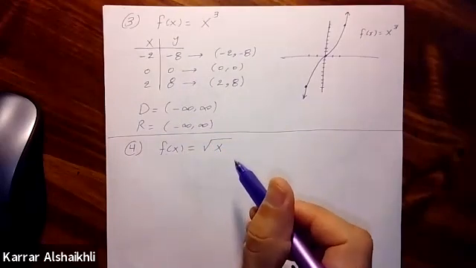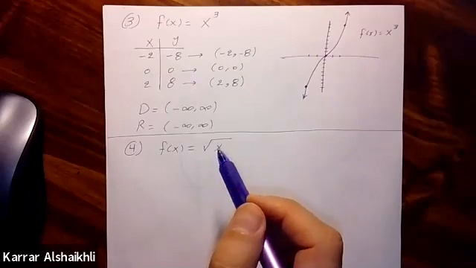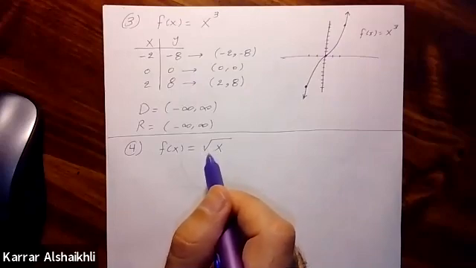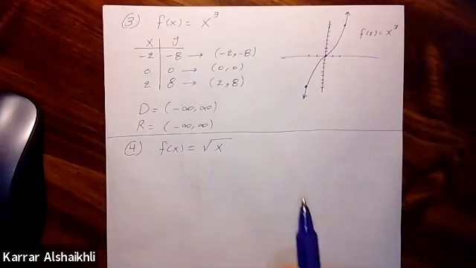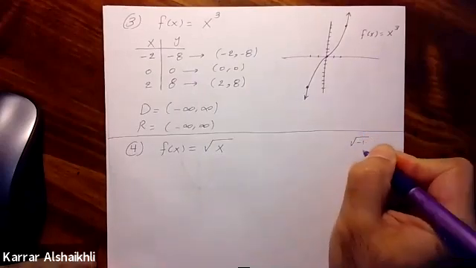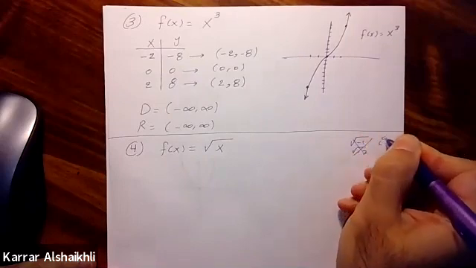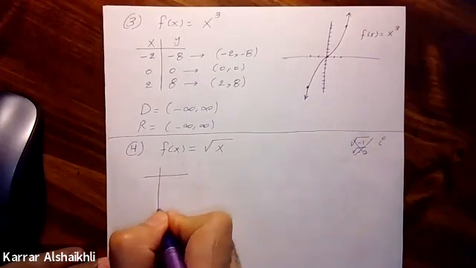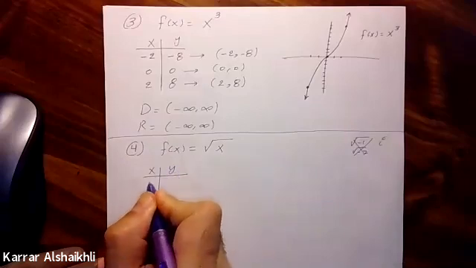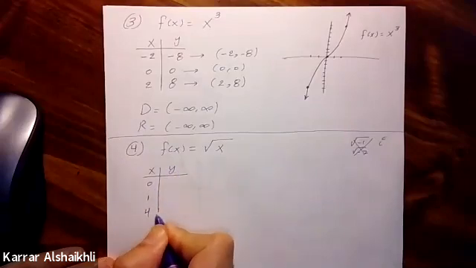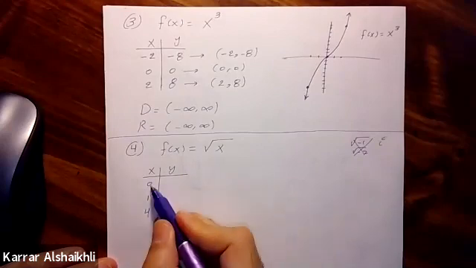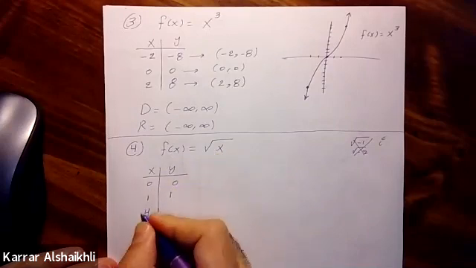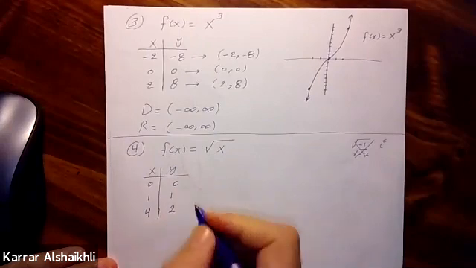If you remember the square root of x, we can't choose negative number on this function because the square root of a negative number is going to be an i. So I can't choose -1 or -2 because it's going to be an i, and we can't graph this one. So for the domain, let's choose 0 and positive numbers. 0, 1, 4. I choose these numbers. Plug in here, the square root of 0 is going to be 0. The square root of 1 is going to be 1. The square root of 4 is going to be 2.